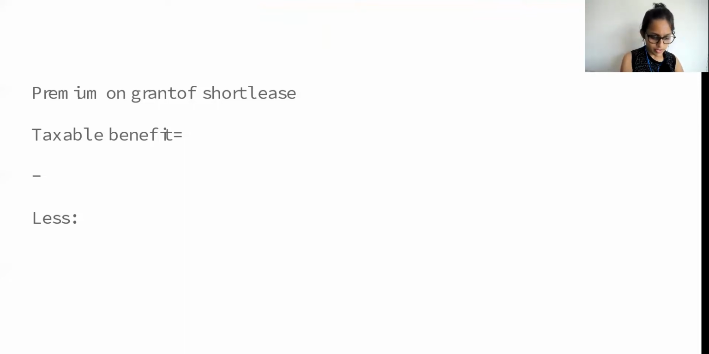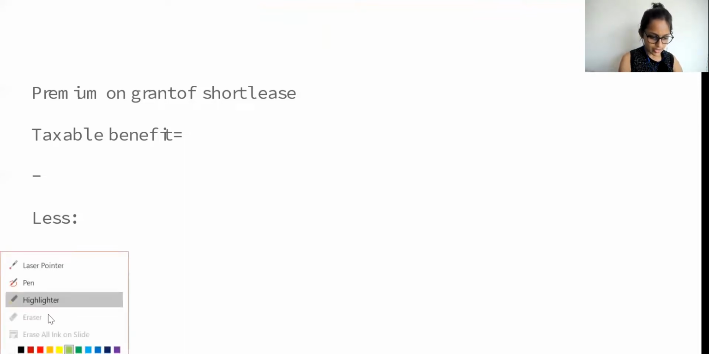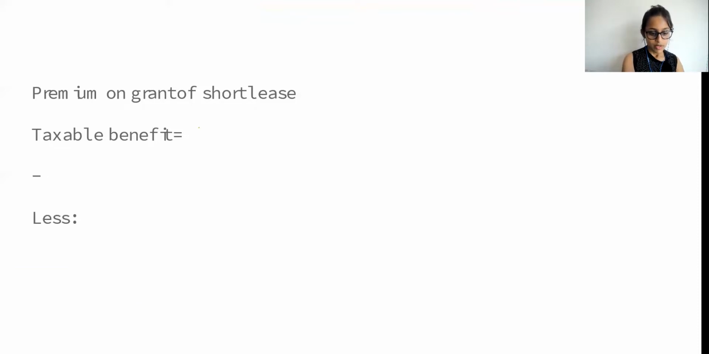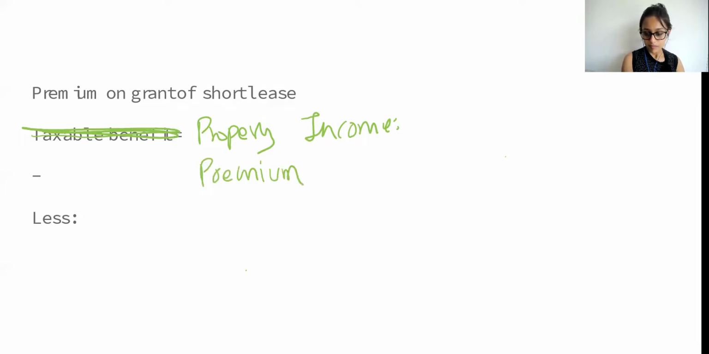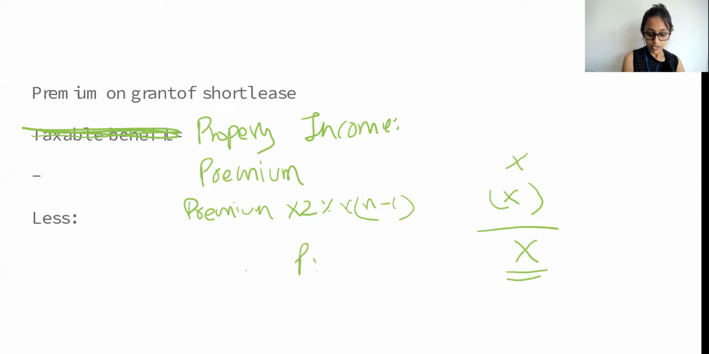So how do you calculate taxable benefit? Not taxable benefit, property income. So how do you calculate property income? The premium you receive less premium × 2% × (n − 1). You reduce that, you get your property income.